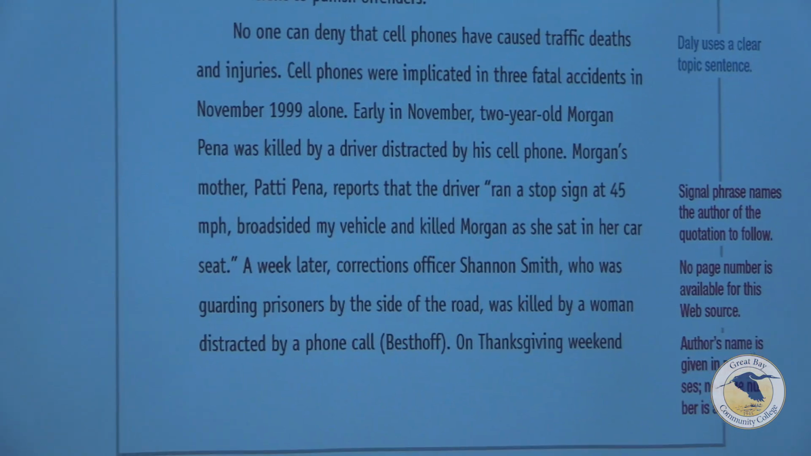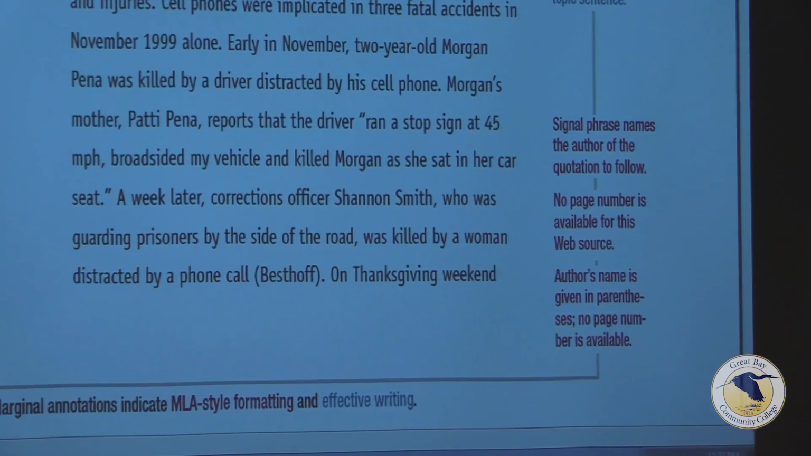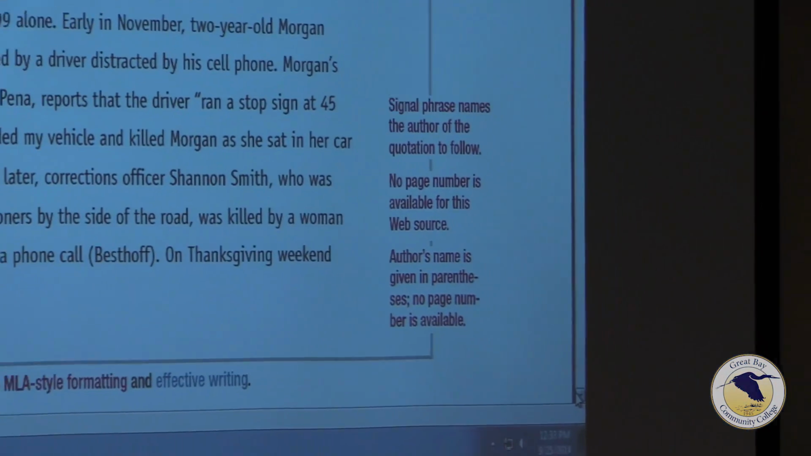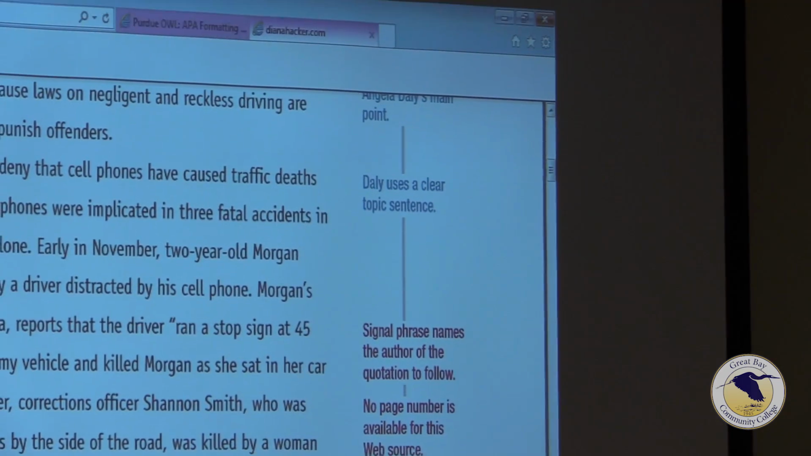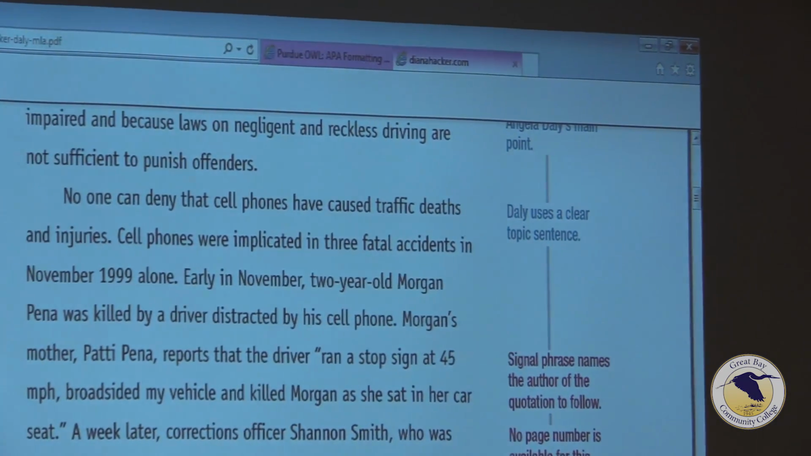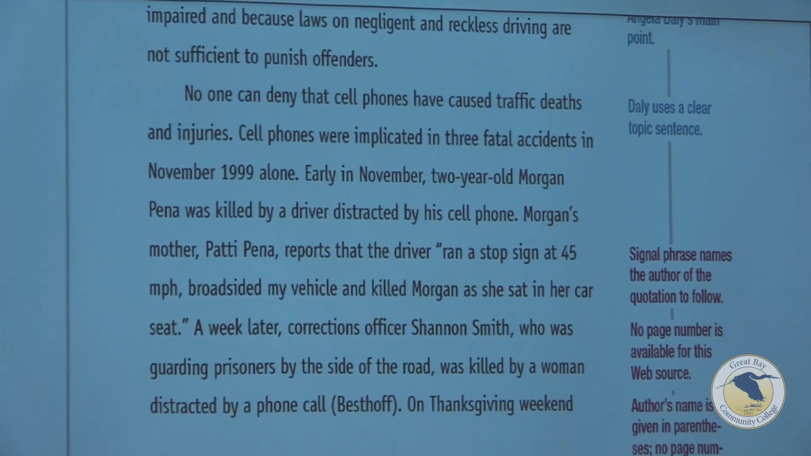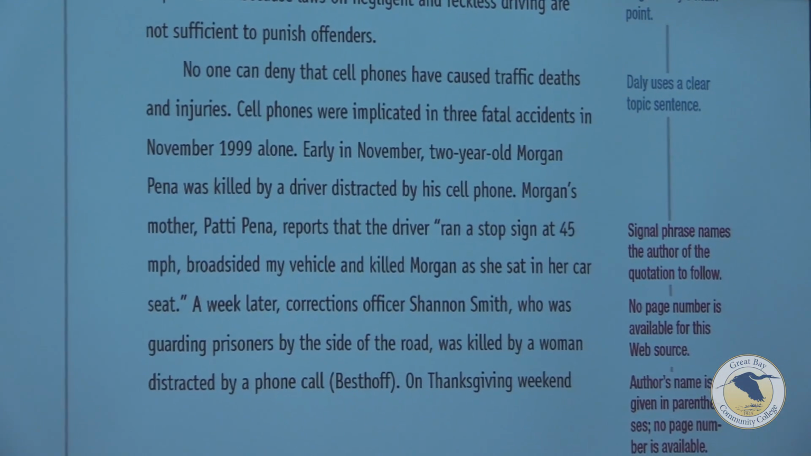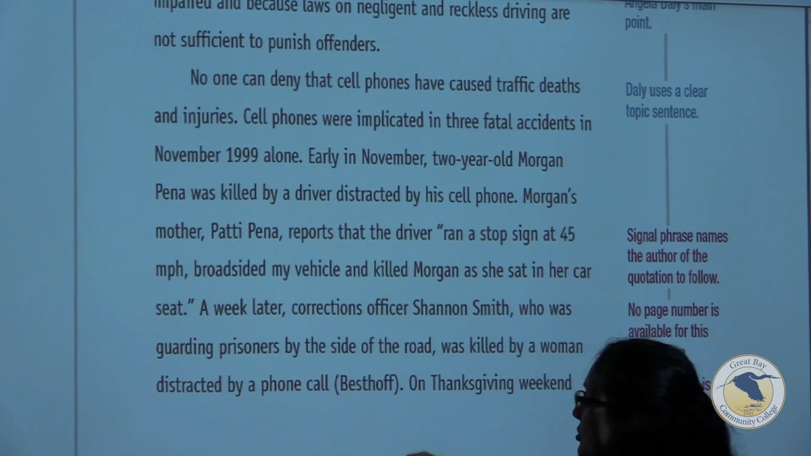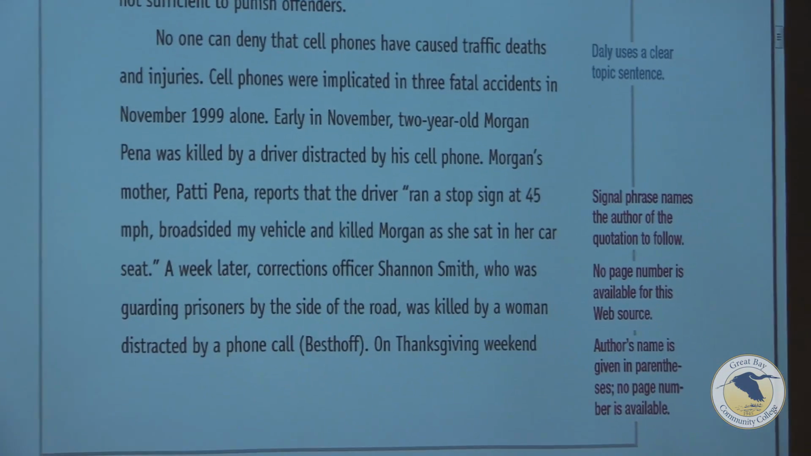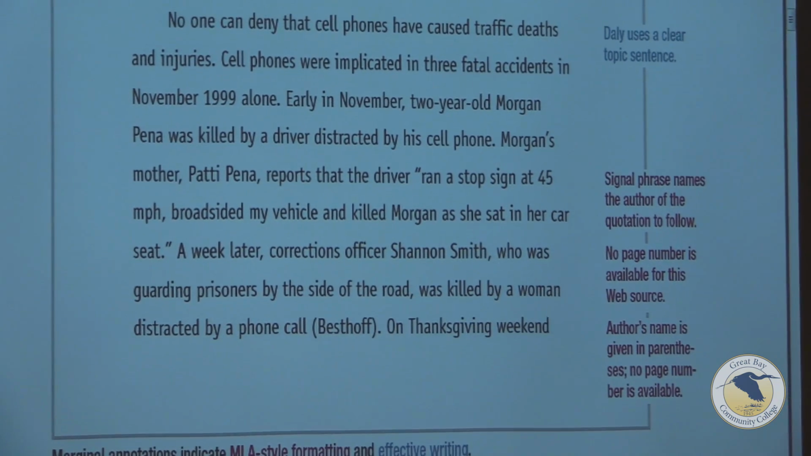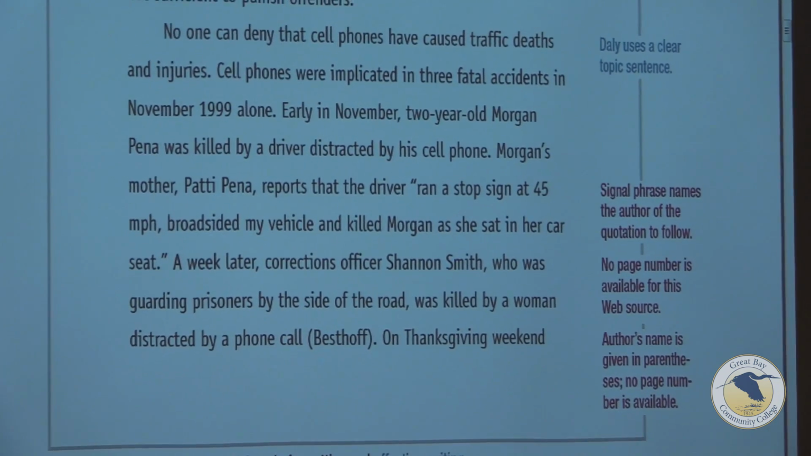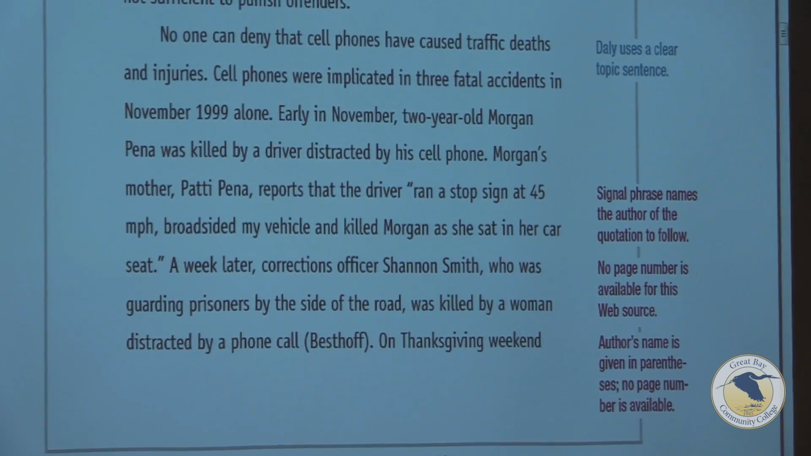No one can deny that cell phones have caused traffic deaths and injuries. And this is why no one can deny it, because I'm giving you the proof. Then I'm giving you these in-text citations that are going to correspond. This is something I want to make clear. So right here, this is an in-text citation, also called a parenthetical citation. Same exact thing, right? But it's enclosed in parentheses. So that's why we call it parenthetical citation. But it's in text because it's within the text of your paper.